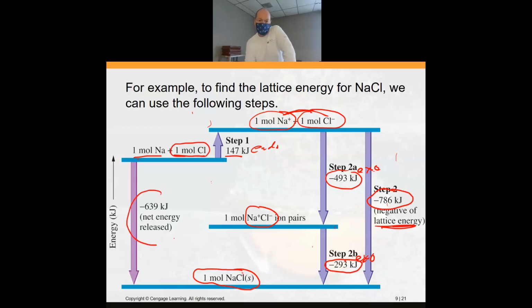And so the overall, in order to get it started with step one, it was an endothermic reaction. Then it is very exothermic after that. And so the net is exothermic by a delta H of negative 639 kilojoules.